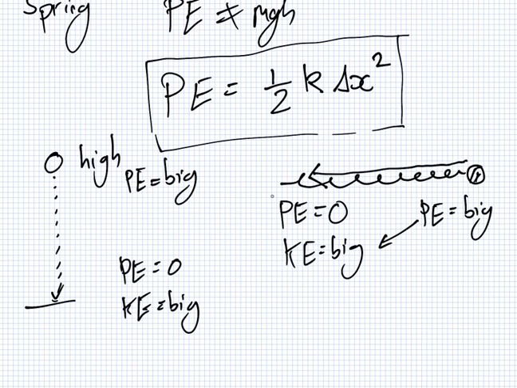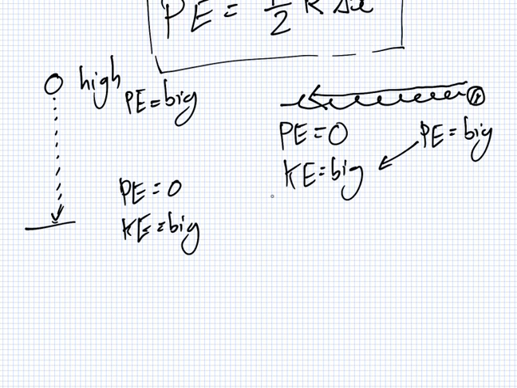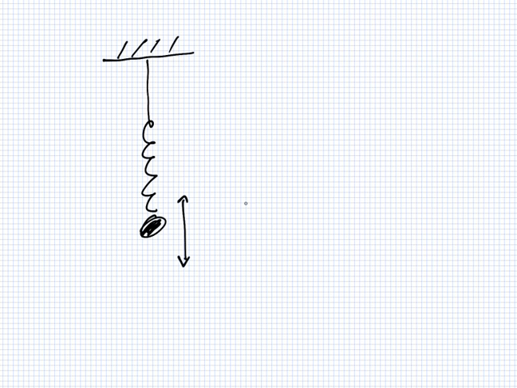So let me do an example that uses this now. Okay, so let's have a look at an example. I have here, hanging on the wall, a spring, and it's going up and down, and we'll say it's going pretty fast. Frequency is 4 Hertz.